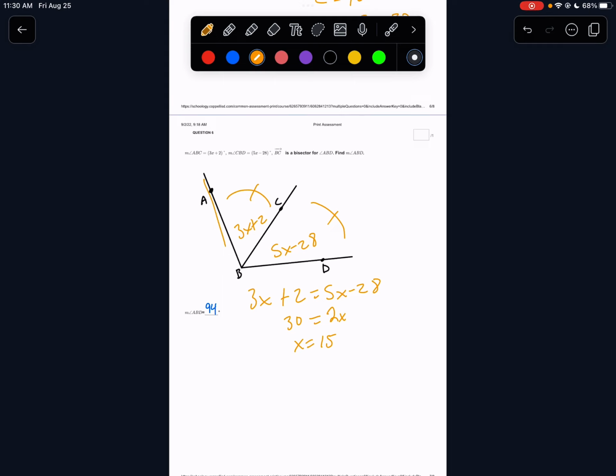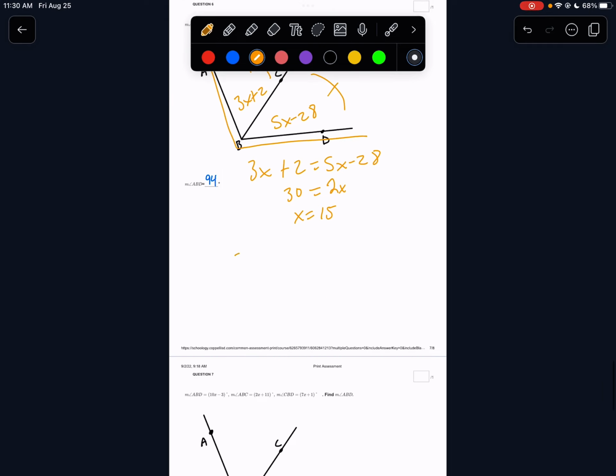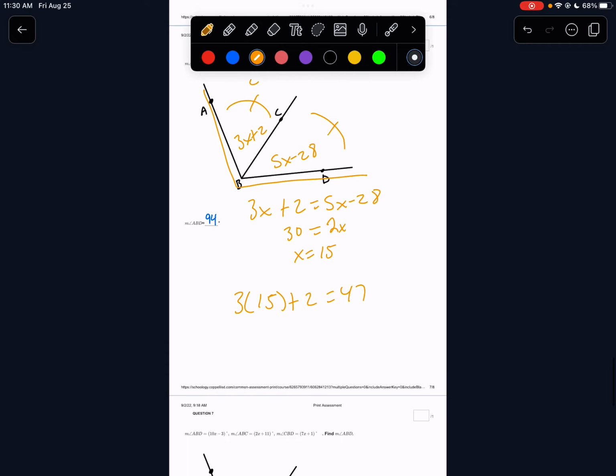Find the measure of angle ABD. Well, they want the measure of the whole thing. So 3 times 15 plus 2 would be 47. So we know that this is 47. That means this one has to also be 47. But this is one way I could check my work. I'm going to plug it in there as well. 5 times 15 minus 28. Is that also 47? Yeah, 75 minus 28 is 47. So we just confirmed we solved it correctly. They're both 47. 47 times 2, the whole thing would be 94.